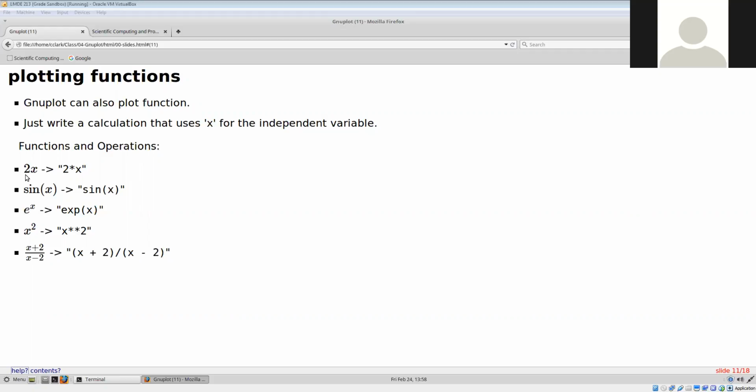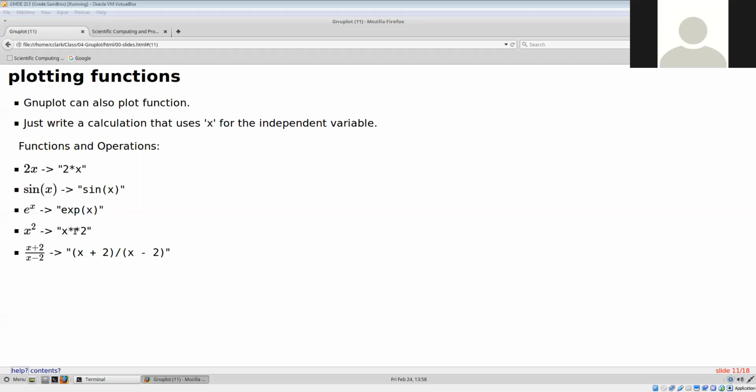So for example, if I wanted to plot 2x, which is just going to be a straight line with a slope of 2 that goes through the origin, I would plot 2 star x. So the star means multiplication. And then there's all kinds of functions that are implemented in Gnuplot that are very, very useful. The trig functions are all there. So if I wanted to plot sine of x, that one's pretty straightforward. You just type sin of x. E raised to the power of x, so that's the natural exponential. That is the exp function. So it's exp, parentheses, x, if you want to do the exponent of something.